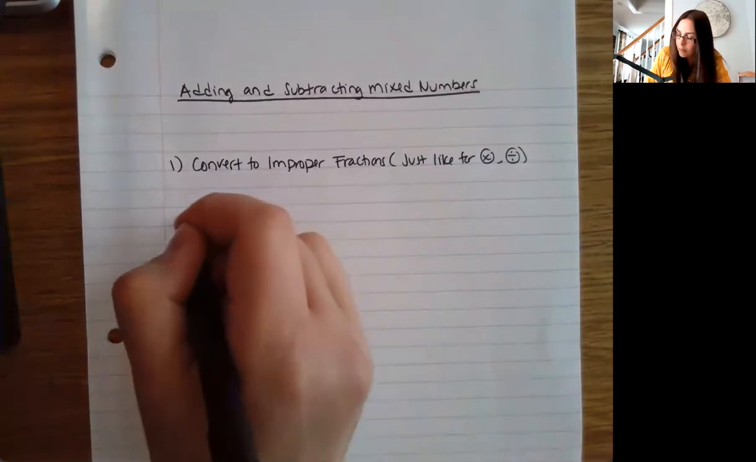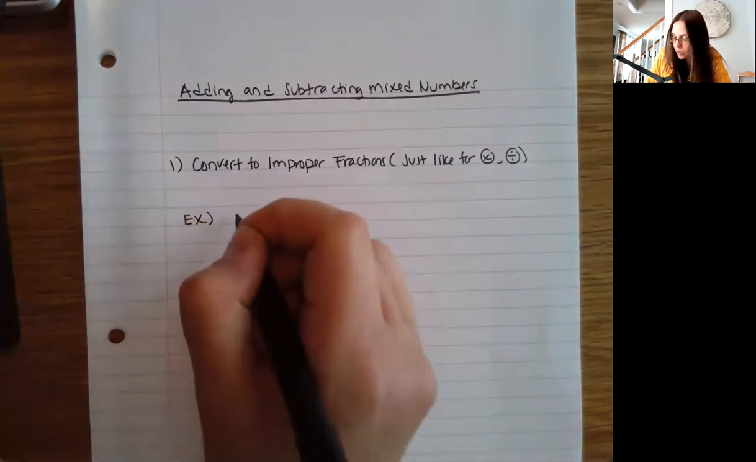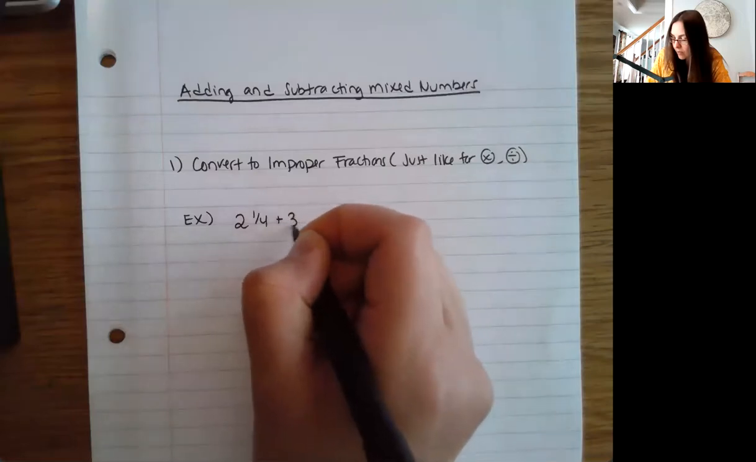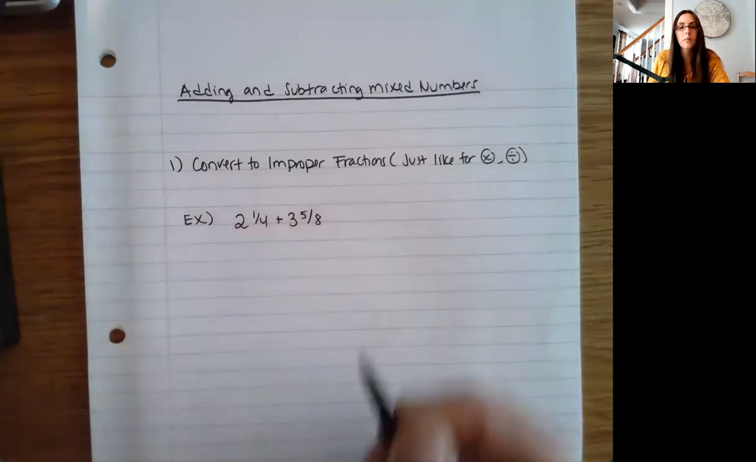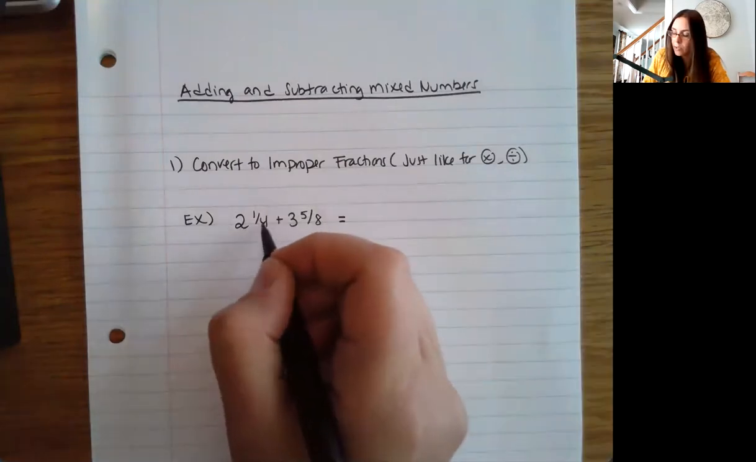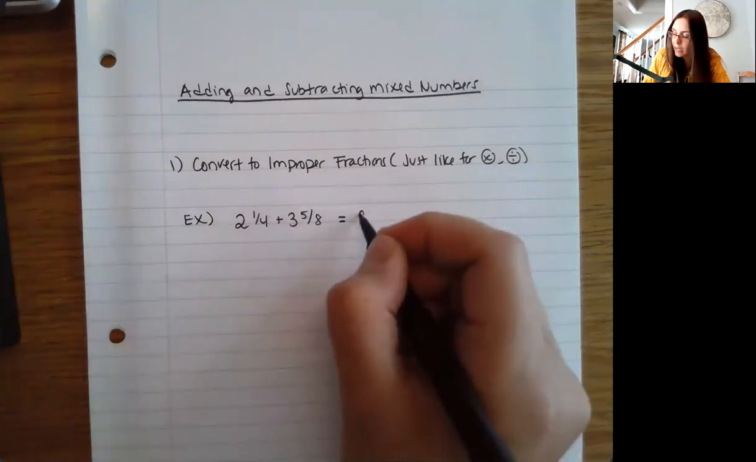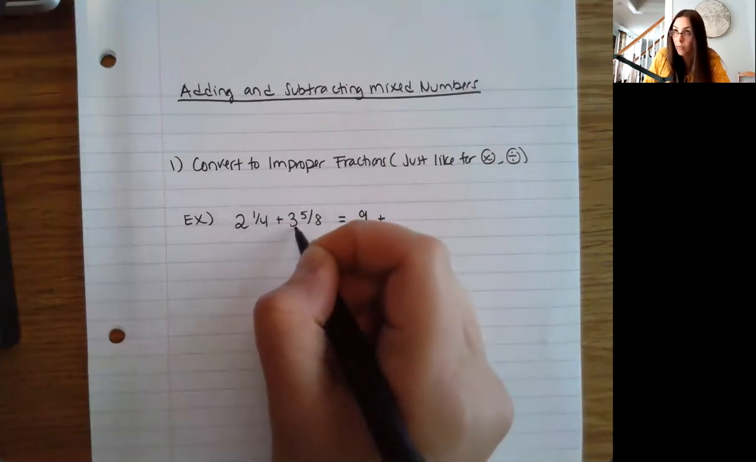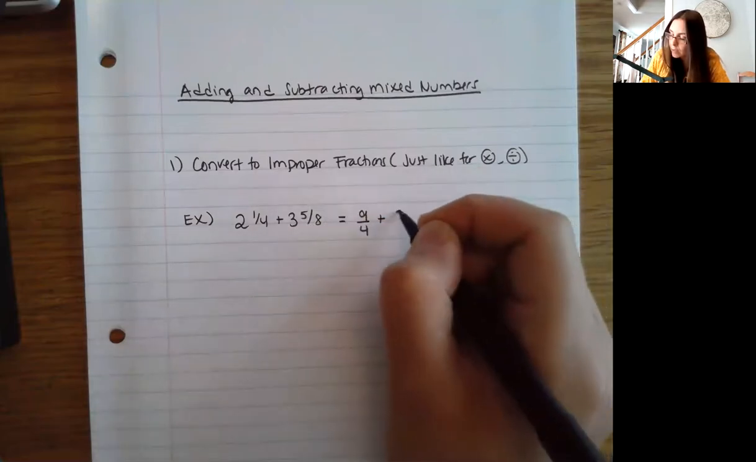So for example, let's say I'm taking 2 1/4 and I want to add it with 3 5/8. Well, I can convert those over. Let's see, 4 times 2 is 8 plus 1 is 9, so I get 9/4. And then 8 times 3 is 24. And 24 plus 5 is going to be 29. So 29 over 8.